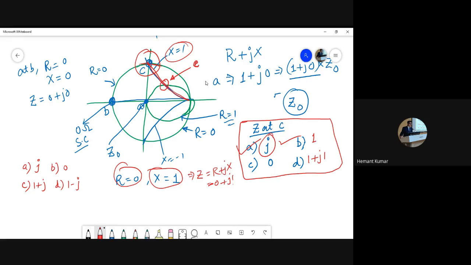You just need to calculate the value of R and X, nothing else. Just check which circles are intersecting at that particular point. You just need to see first the R circle, then the X circle, nothing else.